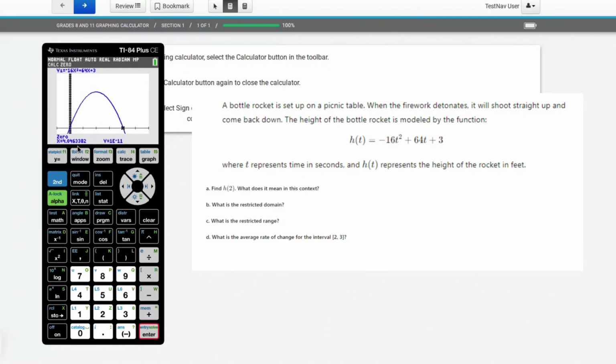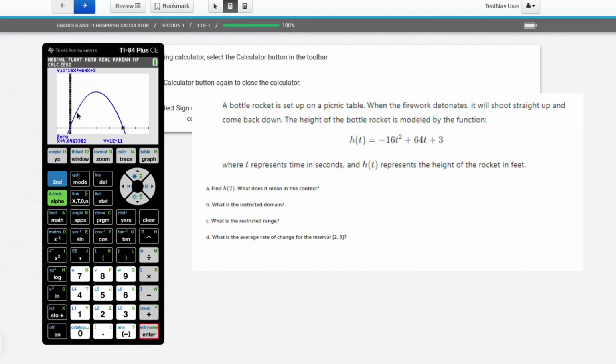4.046, which means that this hits the ground at the time 4.046. So my restricted domain is going to be between, including 0, and all the way up until 4.046, and we're going to include that number as well. And the reason why we include that number is you're allowed to hit the ground. So we're including that number right there. That's how you did B.